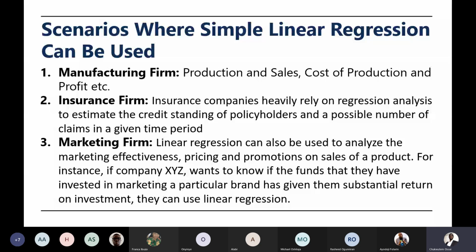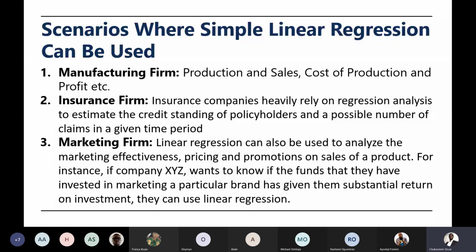But if sales is not increasing alongside, it means that sales has a negative relationship with our production. But if sales is increasing alongside our production, it means that there is a positive relationship between our production and our sales. We can also use that to determine a relationship between cost of production and profit.